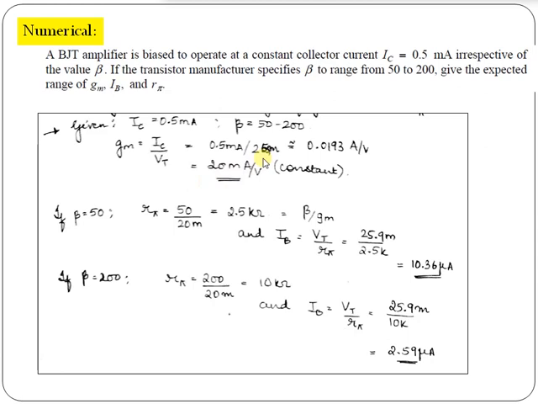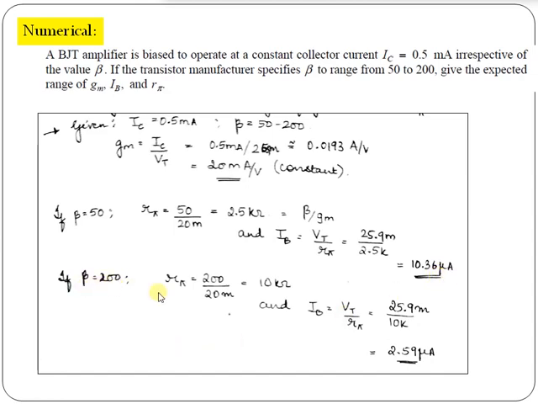Again the question doesn't specify the value of VT, so assume the value, that is 25.9 millivolts, and you get GM as 20 milliamps per volt. Because the value of beta is different, we need to compute the value of IB and RPi differently. RPi is equal to beta divided by GM, so you have this value to be equal to 2.5 kilo ohms, and IB is computed as VT by RPi, so that gives you a value of 10.36 microamps.